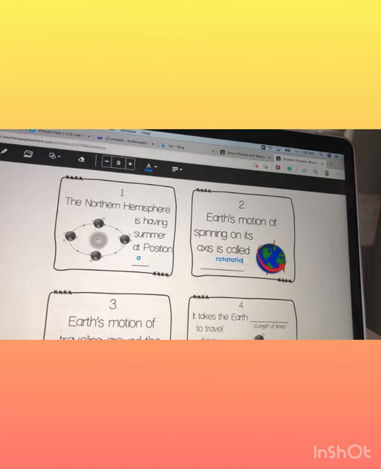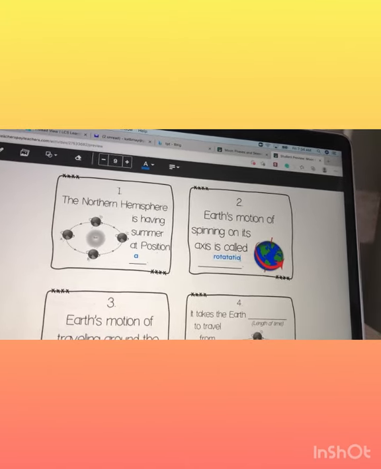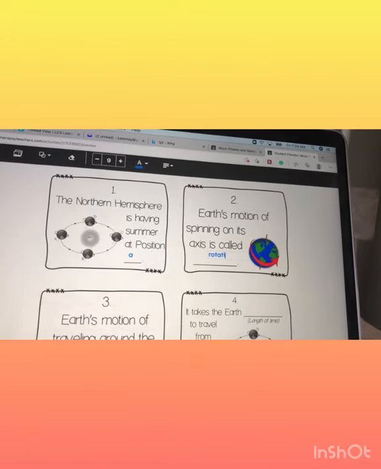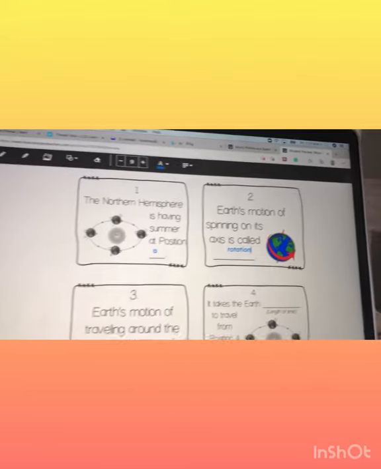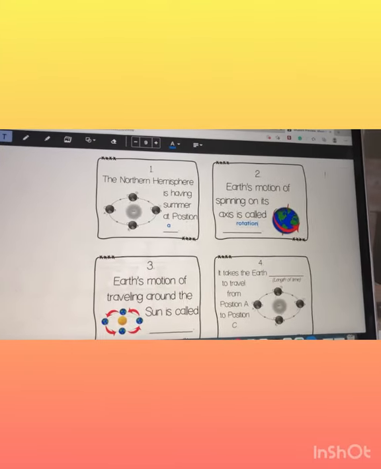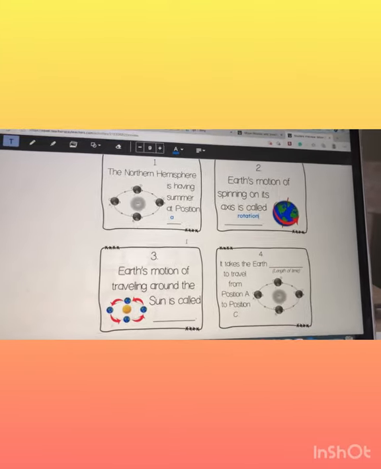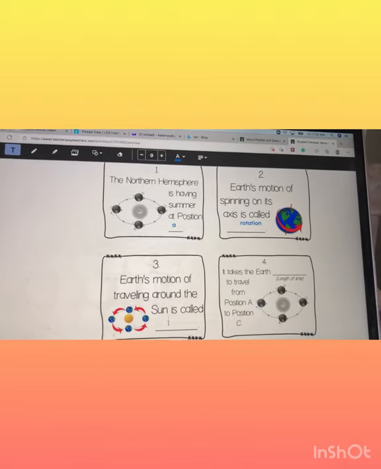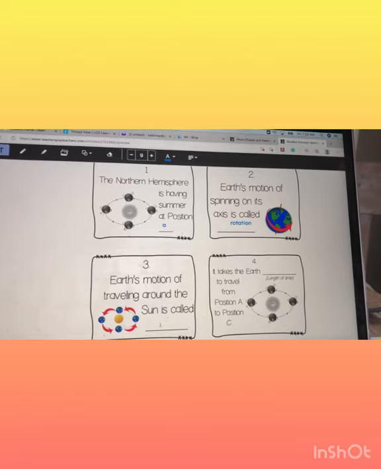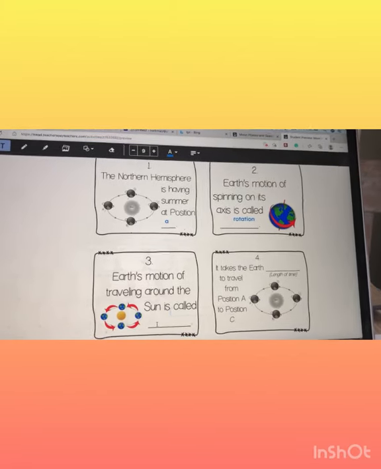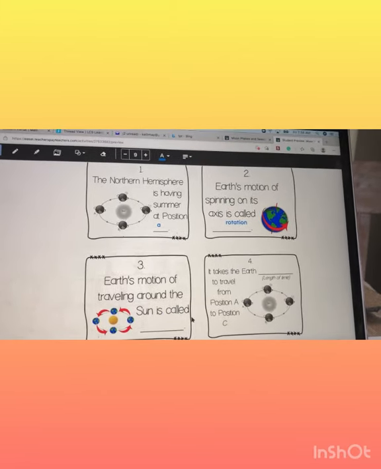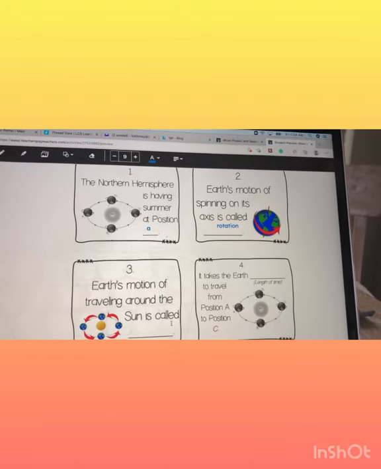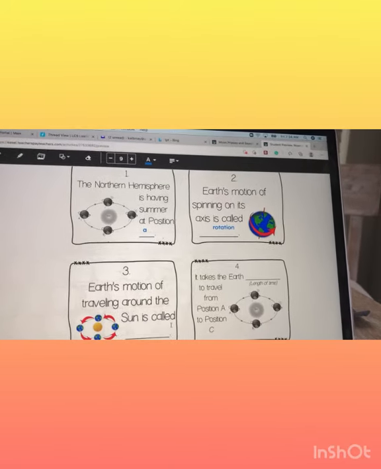And it's okay if you get an answer wrong. It's okay, because that's why we're doing this together, so that way we can learn as we go along. So rotation. So if number 2 is rotation, the Earth's motion of traveling around the sun is called, what would that one be? That's right, this one would be your revolution.